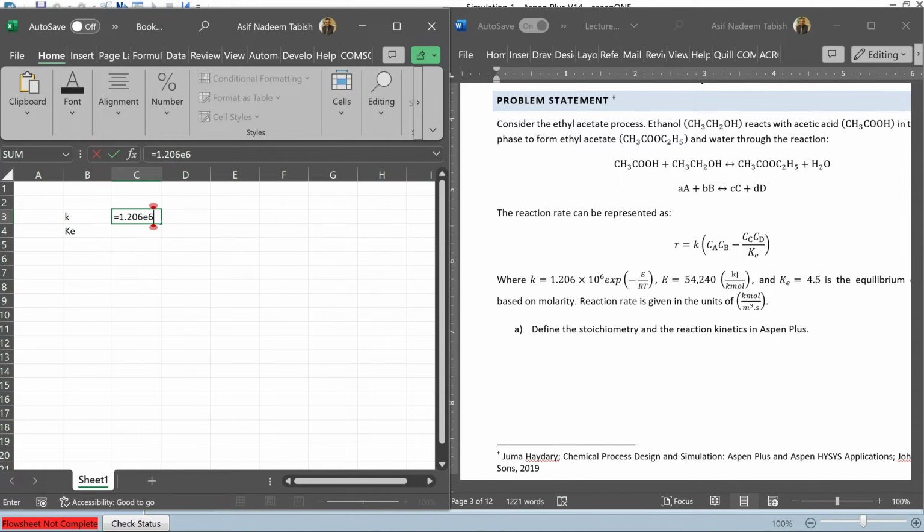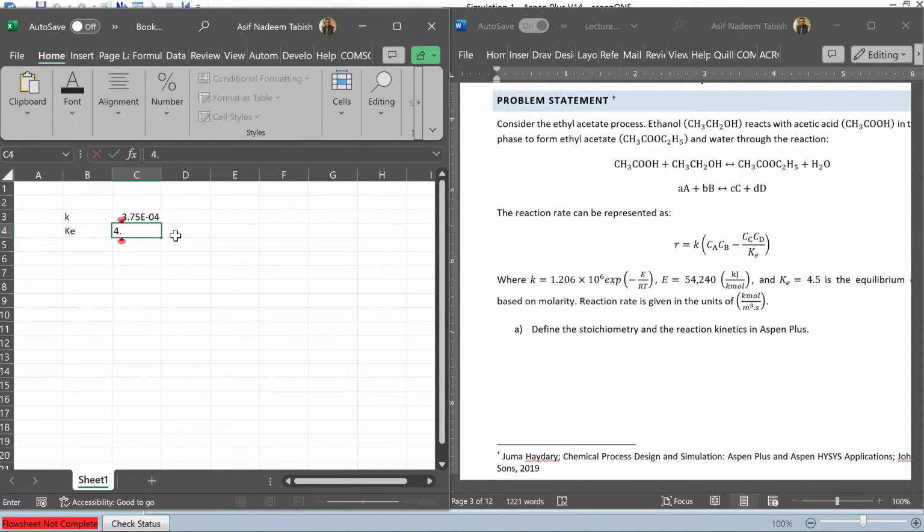Let's calculate the value of the forward rate constant as the pre-exponent factor 1.206 e power 6 multiplied by exponent of minus 54240 divided by R. Let's put 8.314 divided by, for a moment we can use 25 degrees Celsius. So the temperature should correspond to 298 Kelvin. So this is a value for the constant for the forward rate reaction.